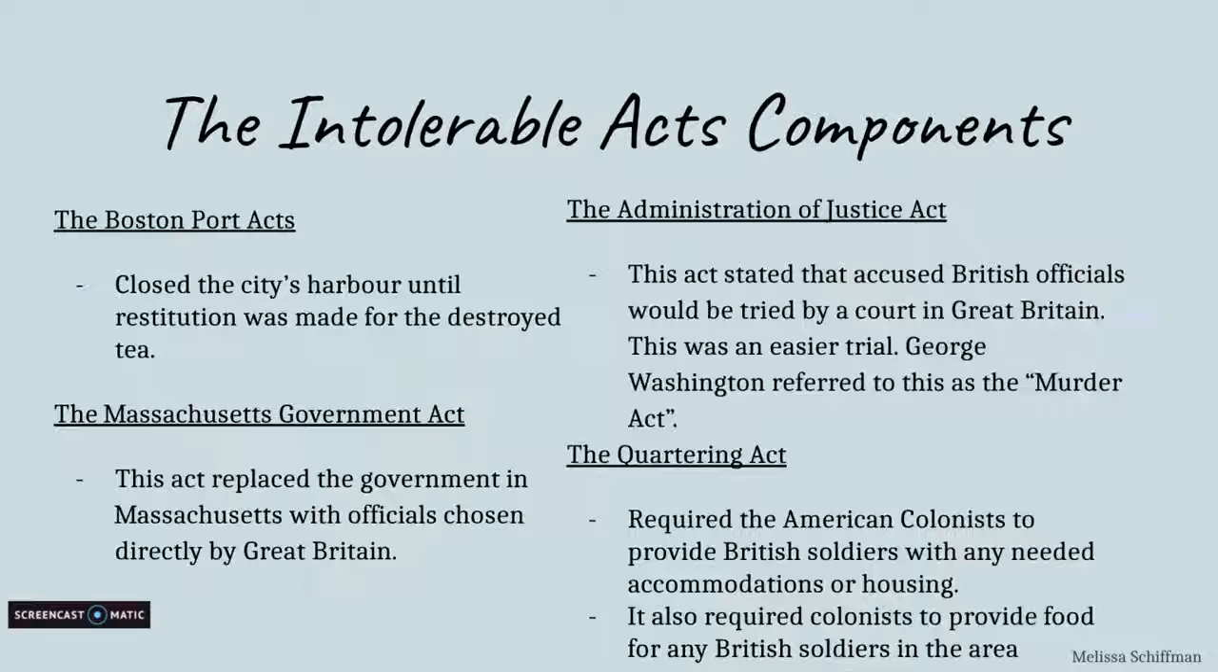The Boston Port Act closed the port of Boston until the British East India Company was repaid for all the tea that was sent to the harbor. The Massachusetts Government Act replaced the government in Massachusetts with officials chosen directly by Great Britain. The Administration of Justice Acts say that accused British officials would be tried by a court in Great Britain. This gave them an easier trial. Finally, the Quartering Acts say that colonists by law had to house British soldiers and provide them with food.